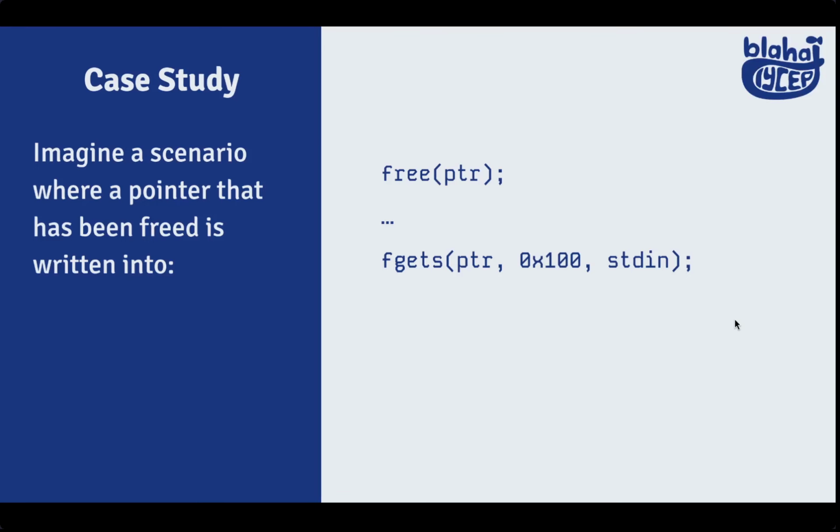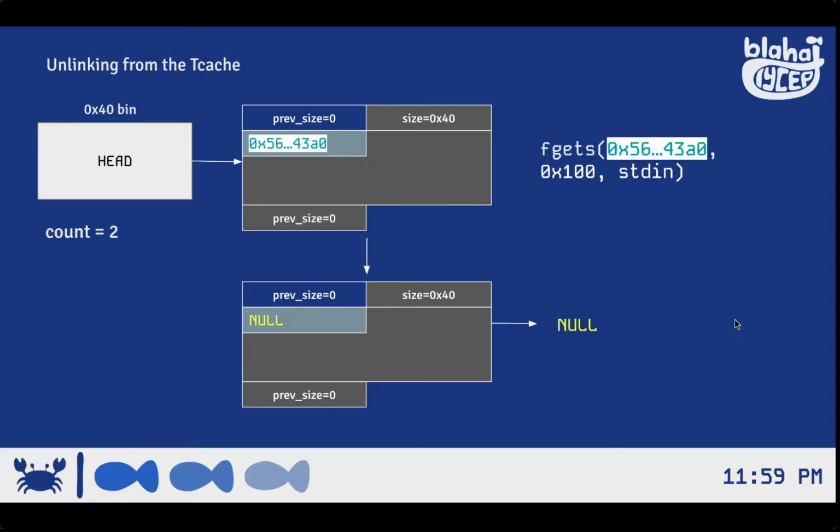Imagine a scenario where you have some pointer that you've freed, right? But for some reason, the program doesn't clear the pointer. And instead, it actually allows the user to write into the pointer. So what happens then, right?